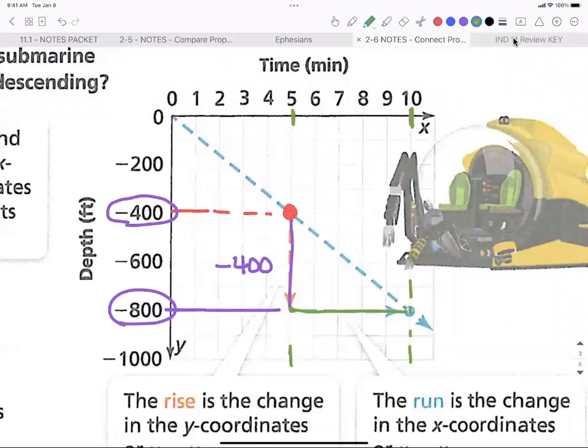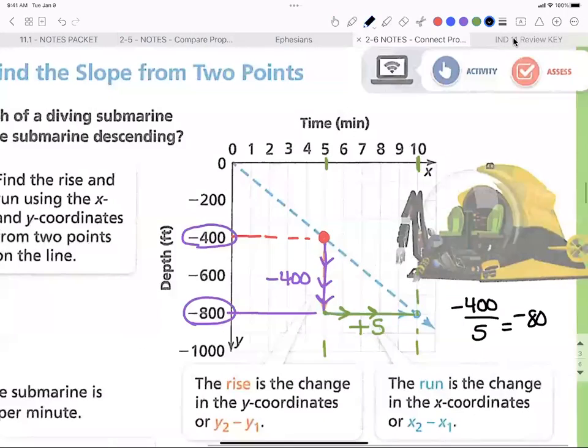Okay, so we go from 5 to 10. That is a +5 movement. So with the graph, just looking at it, we don't even have to know the coordinates or use the equation. We can just look at the graph and count how far did we fall, how far did we run to the right, right? We ran to the right, so that is a positive run. We fell down, so that's a negative. And so that would be negative 400 over 5, which reduces to negative, what is it? 80. So the slope here would be negative 80.